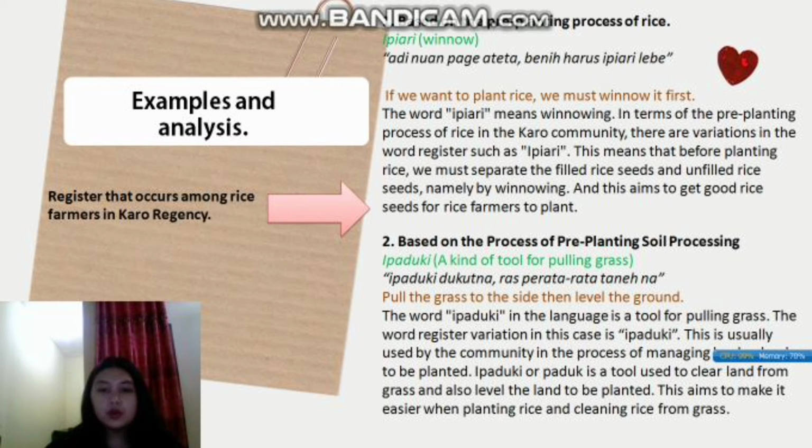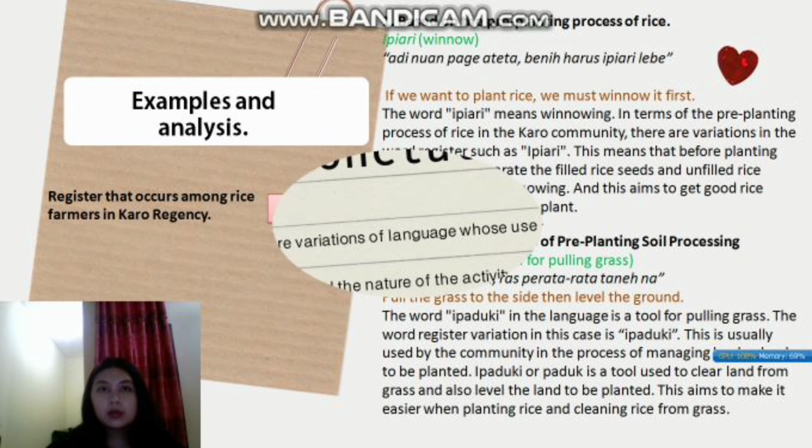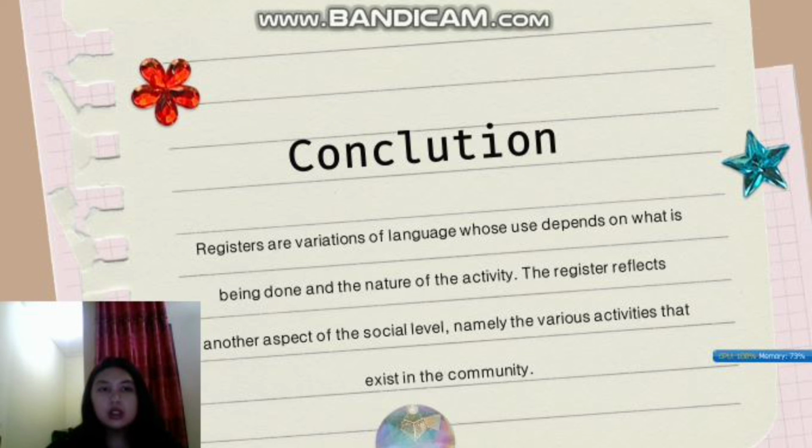Other examples of register among rice farmers are ilabeni, itanggalai, nyeri and nangin. All of these words have their own function and are used in the farming community in the Karo district. In conclusion, registers are variations of the language whose use depends on what is being done and the nature of the activity. The register reflects another aspect of the social level, namely the various activities that exist in the community.